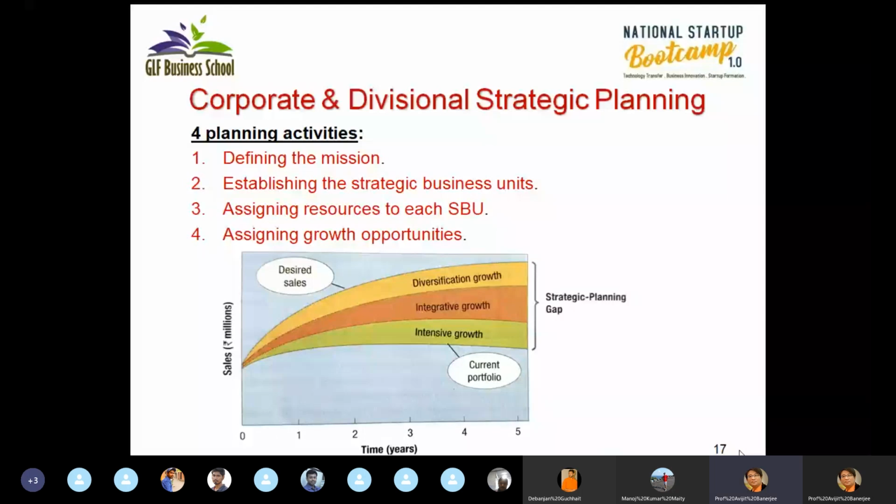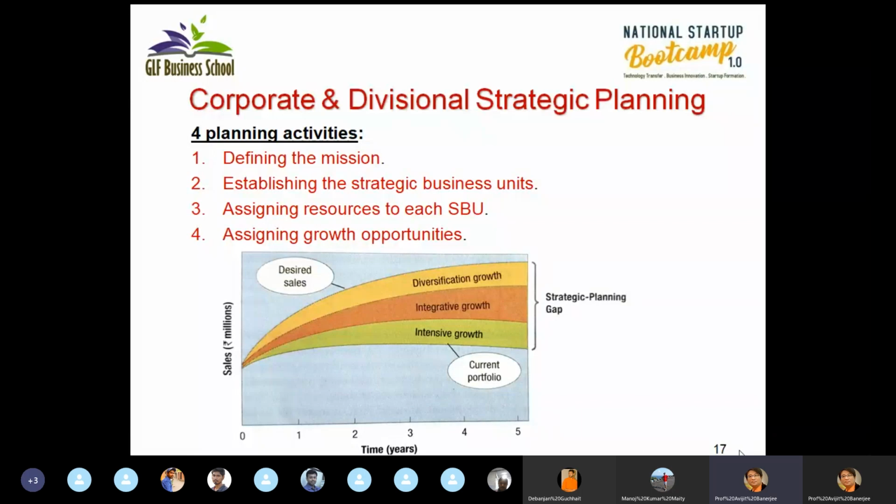Now, all the big organizations undertake four planning activities: defining a mission, establishing strategic business units, assigning resources to each strategic business unit, and assessing growth opportunities. Now, the question is whether this model is applicable to small businesses. In my opinion, yes, it is applicable.